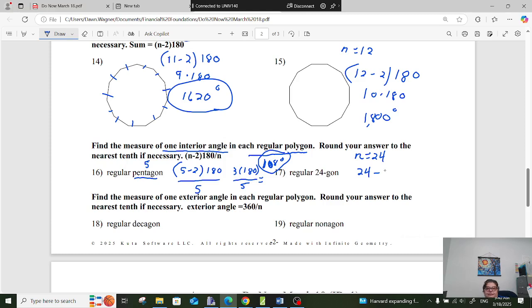Okay, 24 minus 2 times 180 divided by 24. So put that in your handy dandy calculators and give me an answer. Check in your tables, make sure everybody gets the same answer. Everybody got the same answer at their tables.